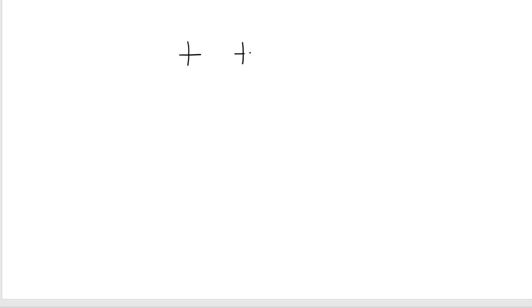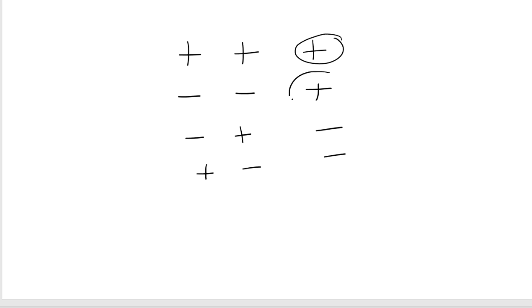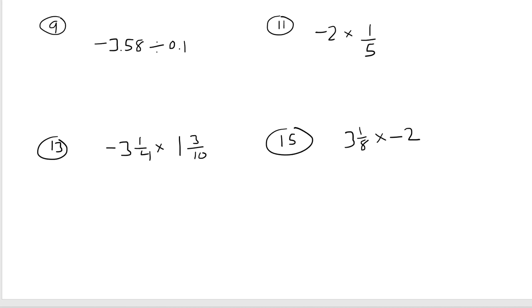So if you have a positive multiplied or divided by a positive, your answer is going to be positive. If you have a negative multiplied or divided by a negative, your answer is going to be positive. And if either one of your signs is a negative, your answer will be a negative. So basically, if both of the signs are the same, you end up with a positive answer. If both of the signs are different, you end up with a negative answer.